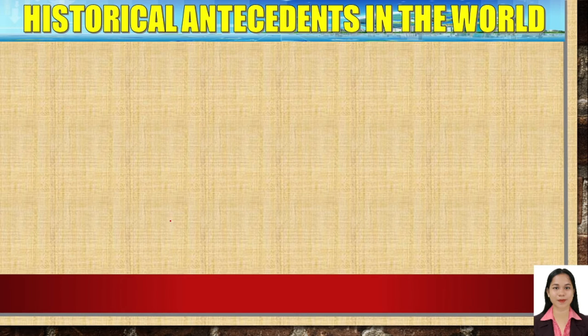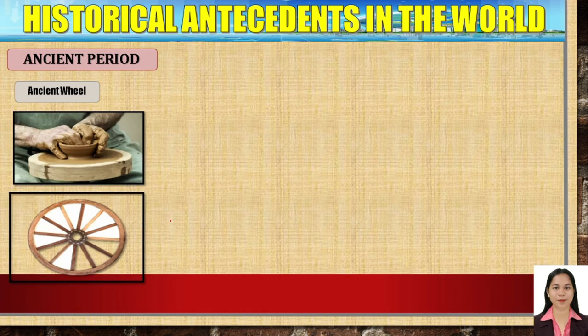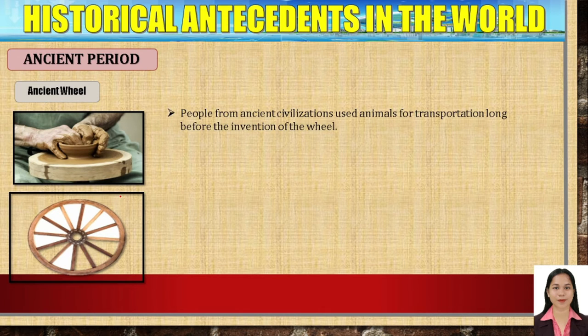What are the inventions that influenced us in the ancient period? The first one here is the ancient wheel. This is what the ancient wheel invented in the ancient period looks like. People from civilizations used animals for transportation long before the invention of the wheel. So at first, the transportation people used was animals, until the wheel was invented.